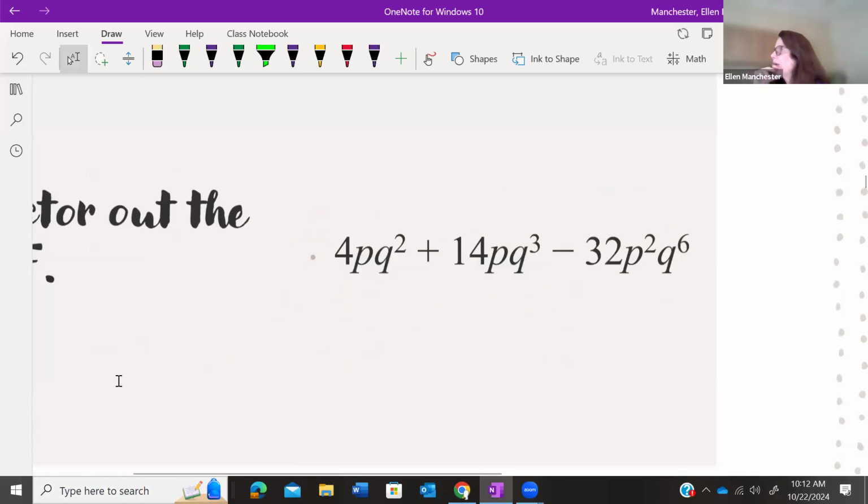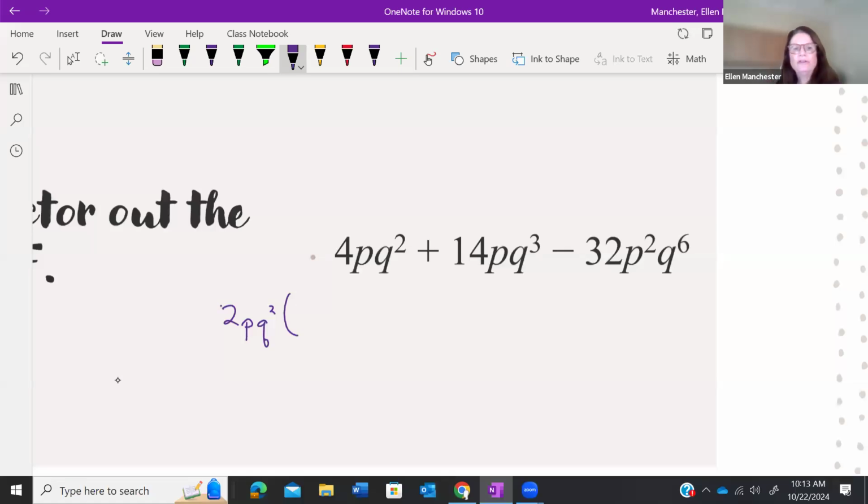Now it looks a little more complicated, right? But just do the exact same thing. Look at the 4, 14, negative 32. What can you take out? What's in common? 2, good. All right, now look at the variables. You have p, and p squared. So you're going to take the lowest exponent. You have q squared, q cubed, and q to the 6th. So you're going to take the lowest exponent. So that's your greatest common factor.